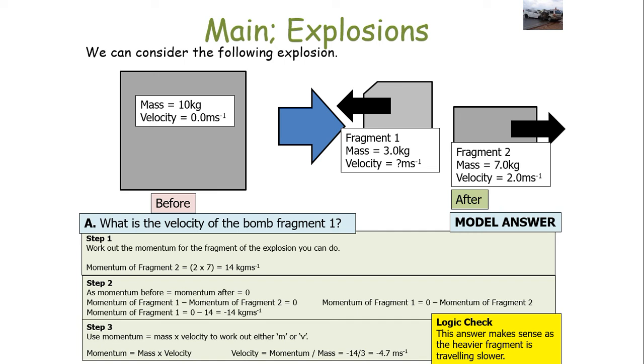Now once again, we carry out a logic check. If fragment 1 and fragment 2 have to have the same momentum but in opposite directions for the law of conservation of momentum to be correct, then the heavier fragment should be traveling slower, because momentum is mass times velocity. So because fragment 2 has the higher mass, it should have the smaller velocity.